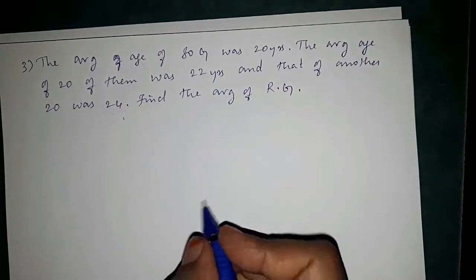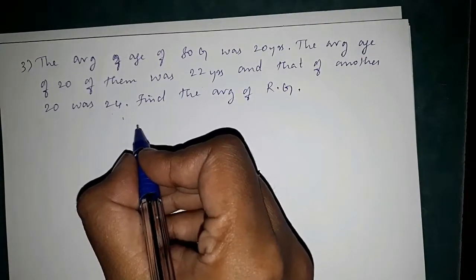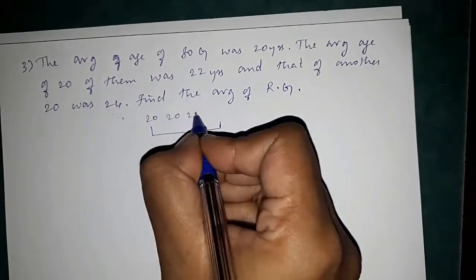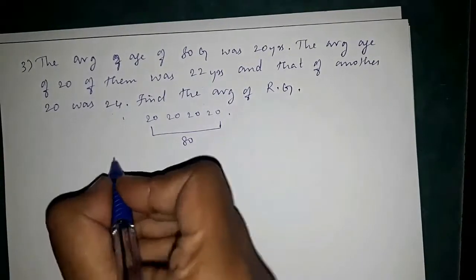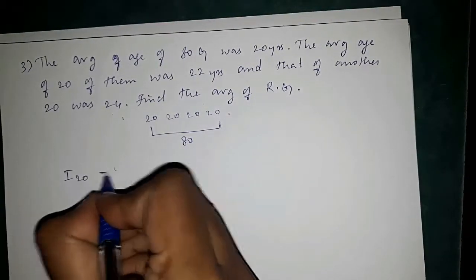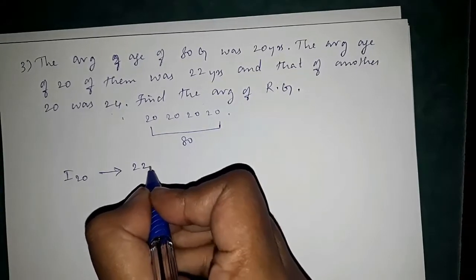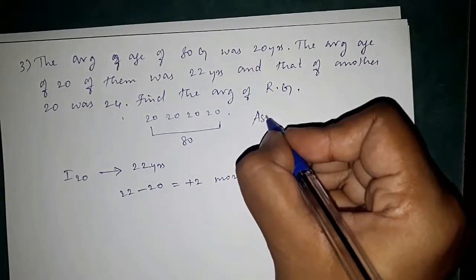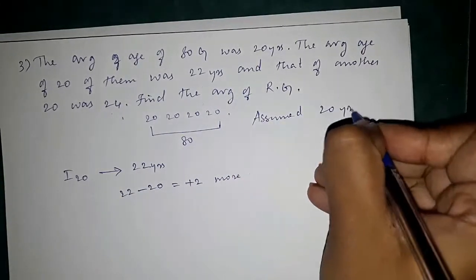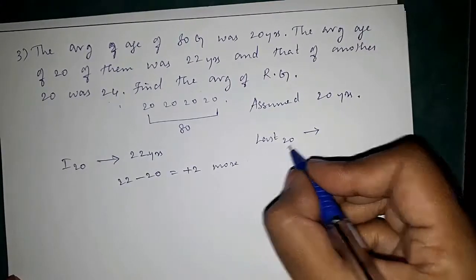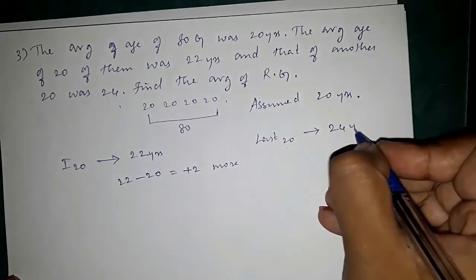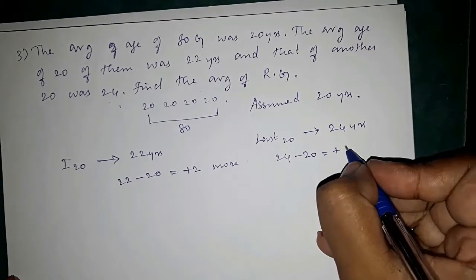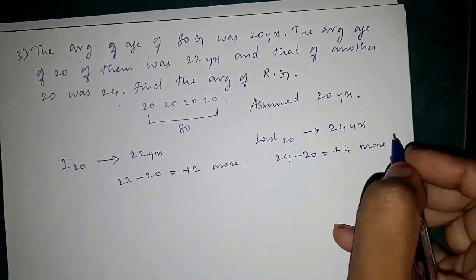So according to the equal distribution method, we have to assume that the age of each of the 80 girls is 20 years. This is the first step. It's given that the first 20 have an average age of 22 years, which is more than the assumed age of 20 years. The last 20 girls have an average age of 24 years, which is 4 more than the assumed age of 20 years.